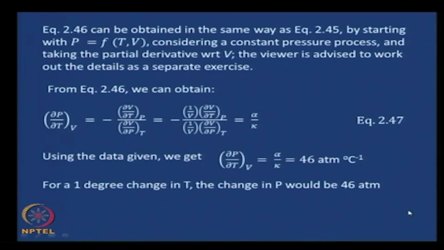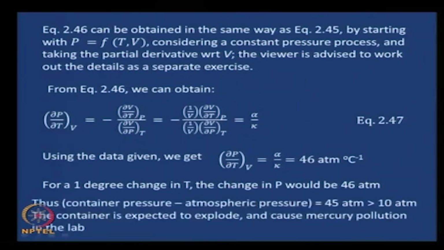What the container can withstand is only 10 atmospheres, and the container pressure minus atmospheric pressure is 46 minus 1, that is 45 atmospheres. It is much greater than the 10 atmospheres that the container can withstand, and therefore the container can be expected to explode and cause mercury pollution in the lab.